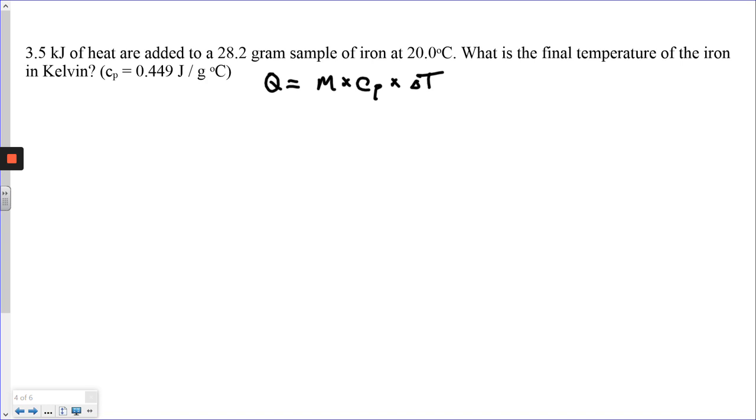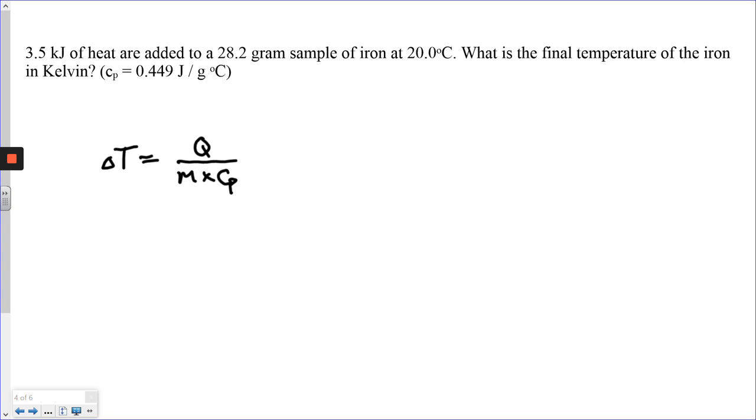So we're going to rearrange this formula to solve for delta T. To solve for delta T, we need to divide by M times specific heat on both sides. So our mass cancels out on this side, and so does our specific heat. So again, we're left with delta T is equal to Q over M times specific heat. So cleaning up the formula a little bit, here's what we have.